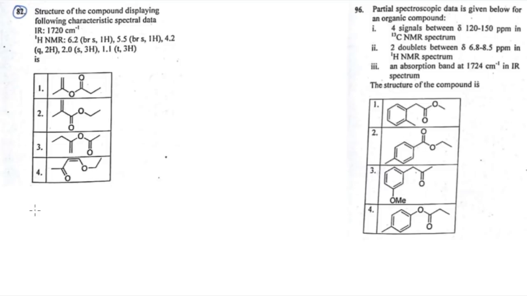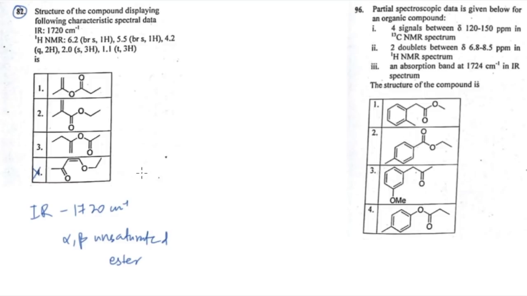First of all, your IR at 1720 cm inverse actually tells you about a functional group, and that functional group is an alpha beta unsaturated ester. So alpha beta unsaturated ester, and an ester is only possible in options 1, 2 and 3, right? So these 3 can be correct. The fourth one is not correct. So the fourth one is the wrong answer according to your IR data.